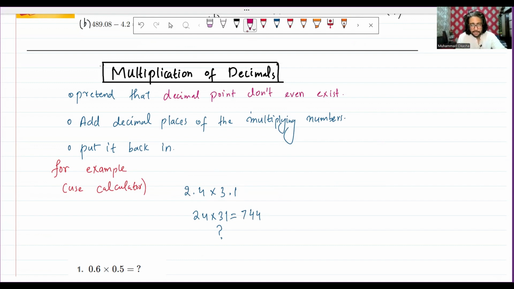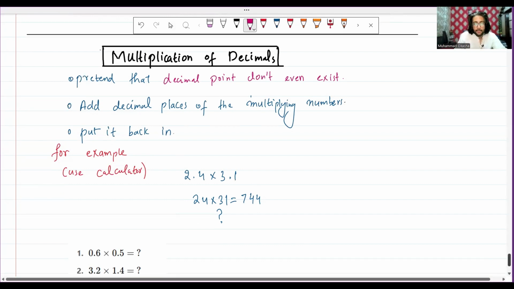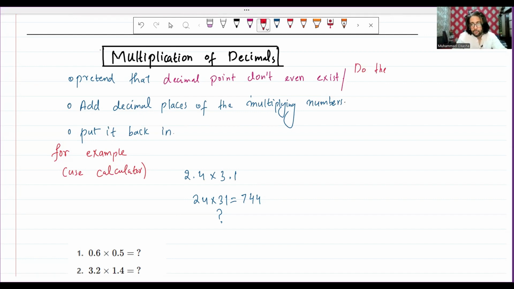So for example, if you have 2.4 times 3.1, first of all, you pretend that these decimal points don't even exist. So you just multiply 24 and 31. That's it. Right? Add the decimal places of the multiplying numbers and put it back in. So do the multiplication without decimal points. Put that over here.